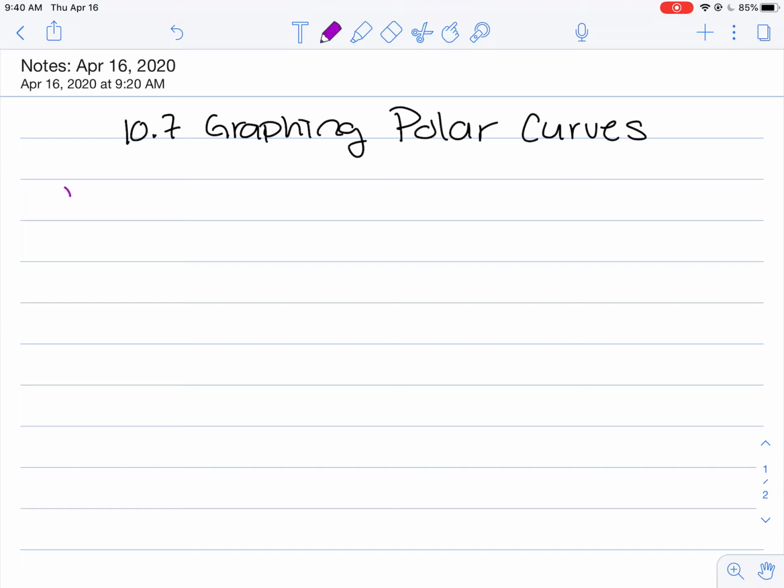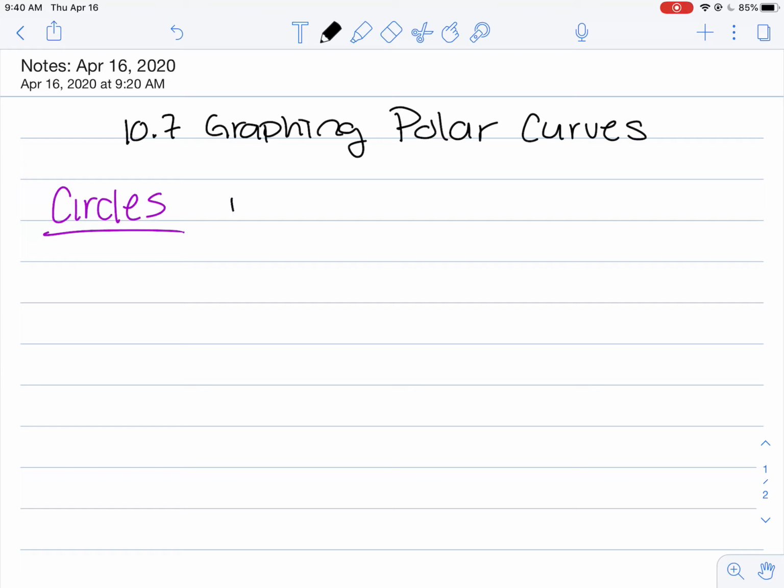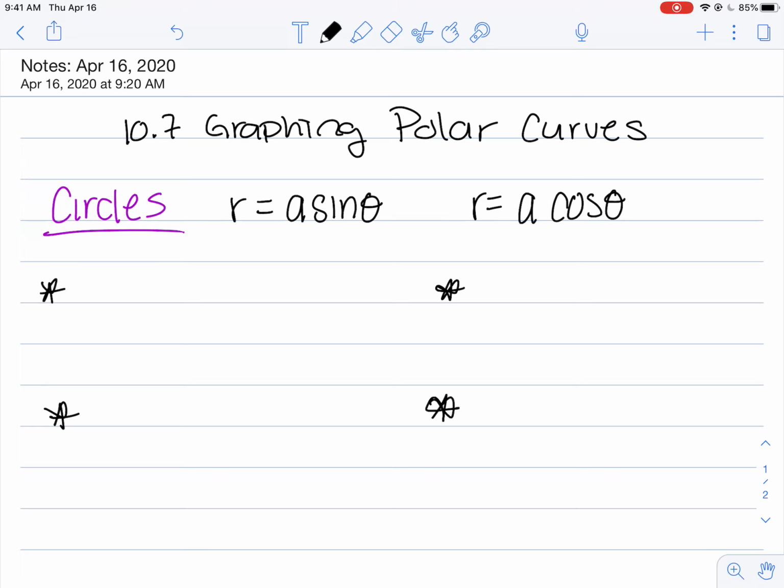The first type of graphs we're going to learn are circles. Circles will be of the form r equals some constant times sine theta, or r equals some constant times cosine theta. We're going to come up with some characteristics, so leave some space here. Let's try to discover those together.